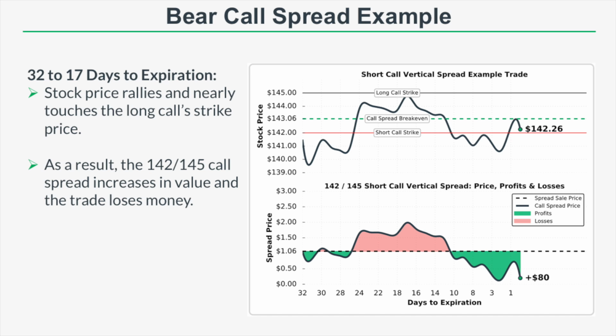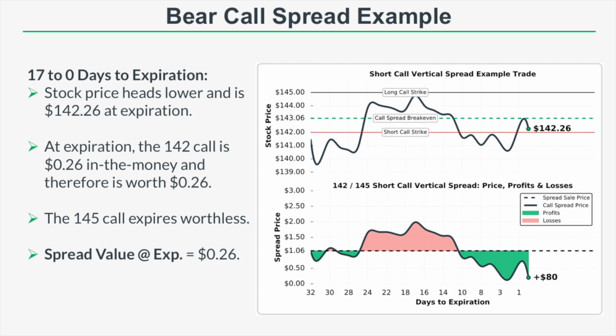So first and foremost, let's focus on the period between 32 and 17 days to expiration. So as we can see, the stock price rallies and nearly touches the long call's strike price. Now, if you sell a call spread and the stock price shoots upwards, that's going to generate losses for you because that call spread is going to rise in value. Now, since you sell a call spread, you want its price to decrease, which happens as the stock price decreases. Now, during that first period, we can see that the stock price increases and therefore the price of the spread increases, which means as a seller of that call spread, we have losses. Fortunately, the stock price did not stay that high for very long.